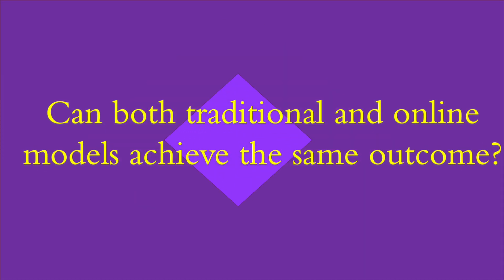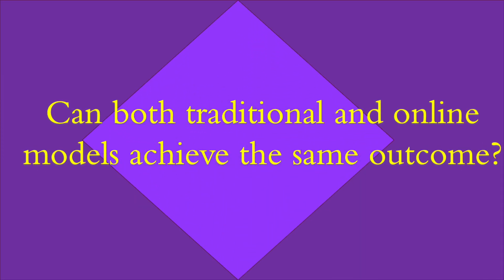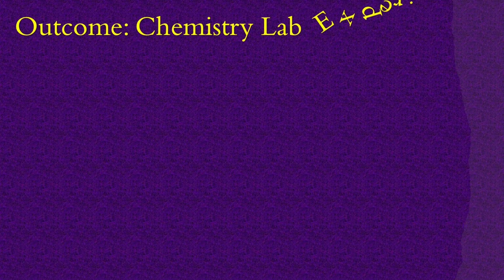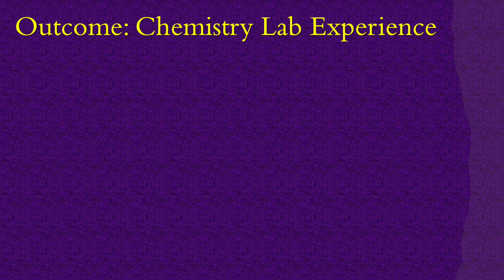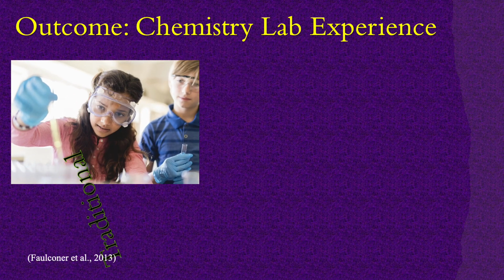Well, if you're thinking about being a student again, obviously, you want to learn. So can both traditional and online models achieve the same outcome? One outcome all chemistry professors want you to have is lab experience. In a traditional setting, you are in the lab working with the equipment and chemicals. This experience can be important if you want to go on to get a higher degree. Of course, the downside is that the results do not always turn out like you want and can be frustrating.